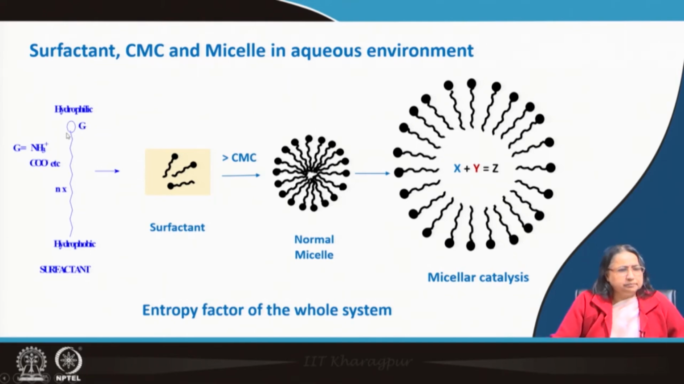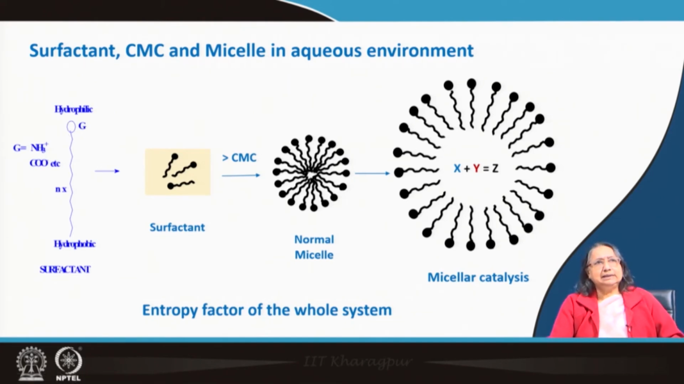Now, so this is the structure. Now, if we represent this as this one, so this is the head and this is the tail. So, the surfactant molecules, if you put in water in a small concentration, then it will be acting as an electrolyte. Okay. So, it will start forming some layer in the interface of water and air.